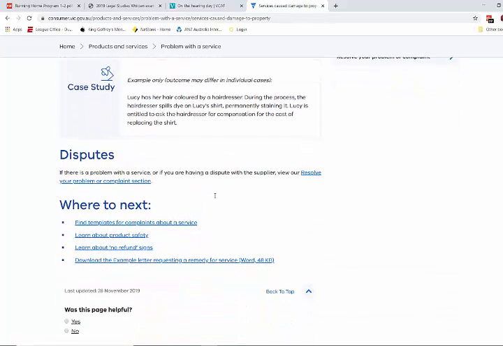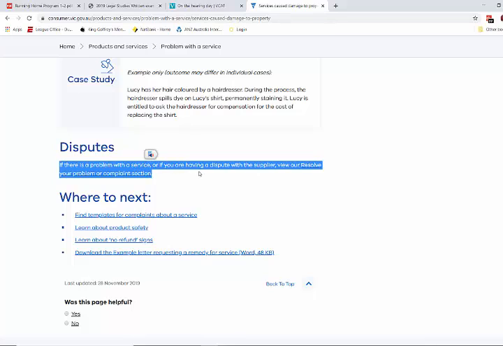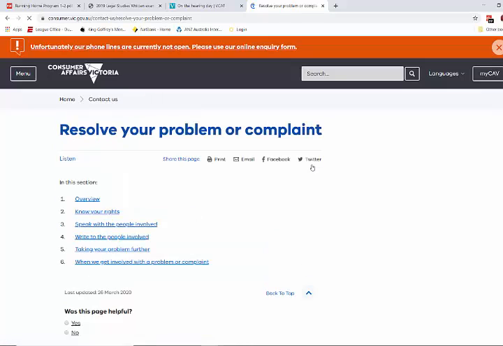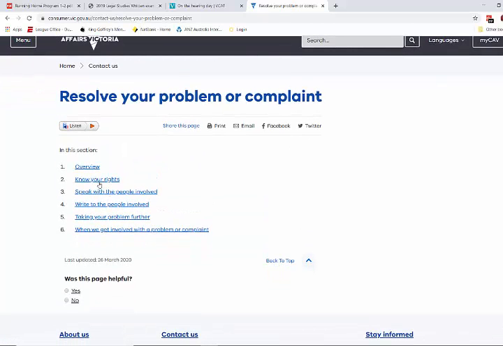And basically, if we look here, if there's a problem with the service or if you're having a dispute, view our resolve your problem or complaint section, which is going to spit us back to where we just came from. So we now know our rights. So let's speak with the people involved.